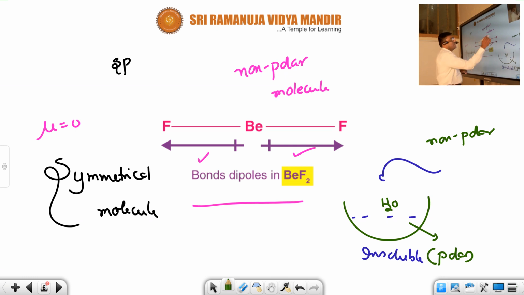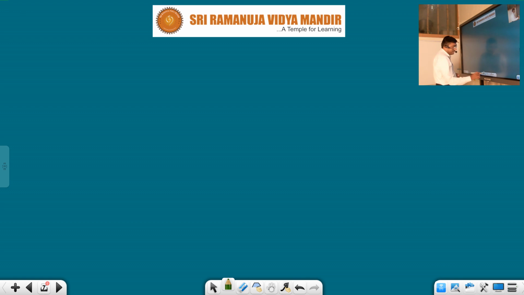Even though there is a bond polarity, because here, this is delta minus, this is delta plus. Here also there is a delta minus and a delta plus. Individually there is a bond polarity, but for the overall molecule it is 0. Mind you, students, again I will explain in another slide.